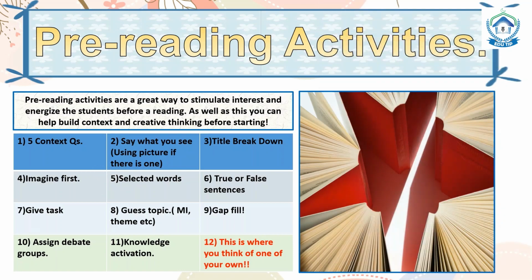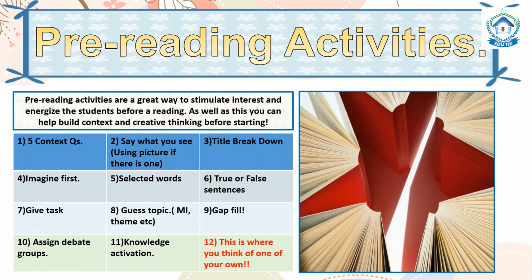Number 5, selected words. There are a few different ways you can do this, many different variations of this particular game. You can assign some words to each of the groups, and when it comes up in the reading, then they have to circle it or say that they saw it. As well as this, you can allow them to give you a list of words or write a list of words on the board, and if they come up in the reading, they will get points for them.